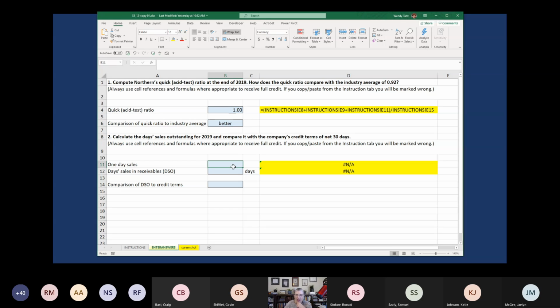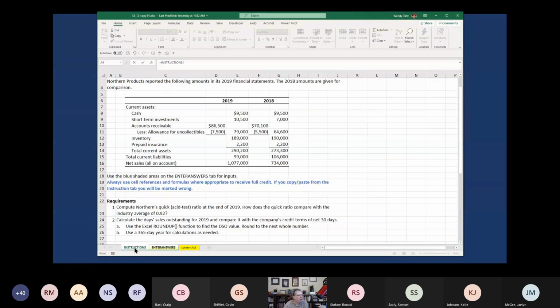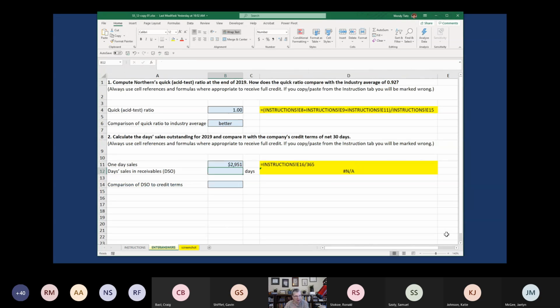The next one is 1 day sales. This is in anticipation of making the next calculation, and it just makes the calculation a little bit easier. What we're going to do here is calculate the average sales per day. So we're going to do equals, go back over here and get our net sales for the year of 2019, and divide by 365. That one's pretty straightforward, right?